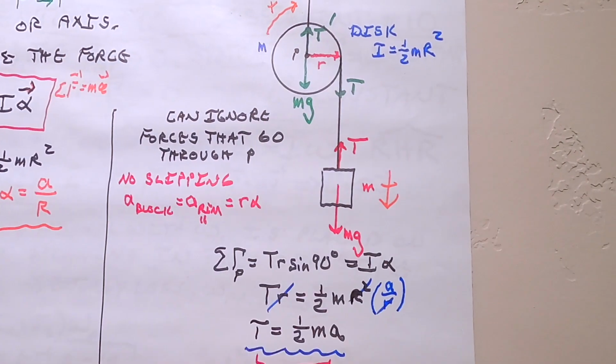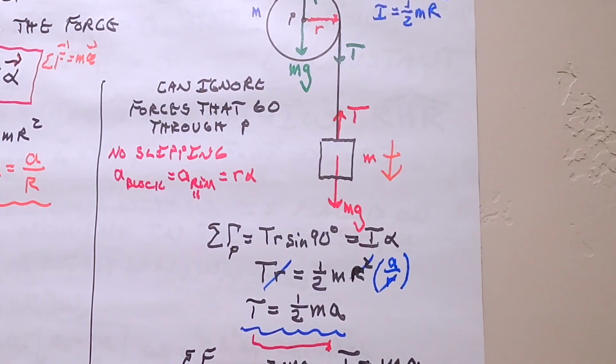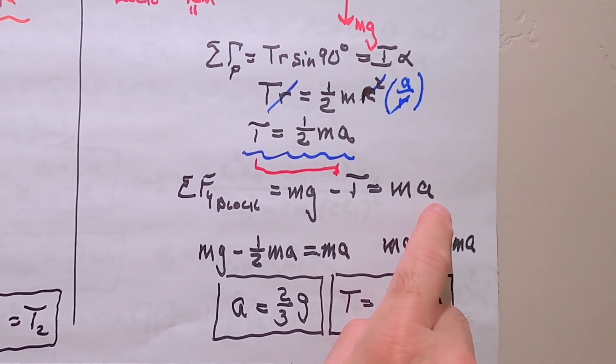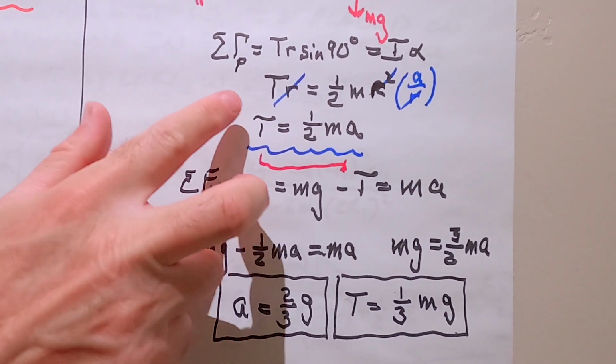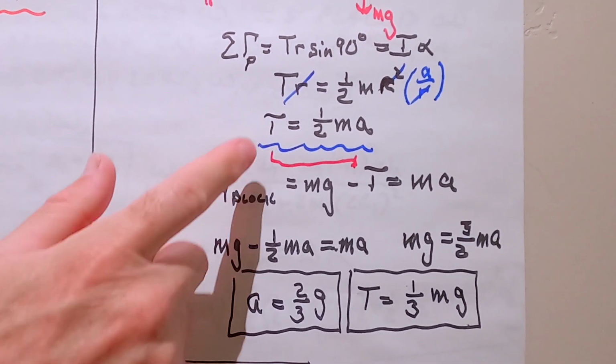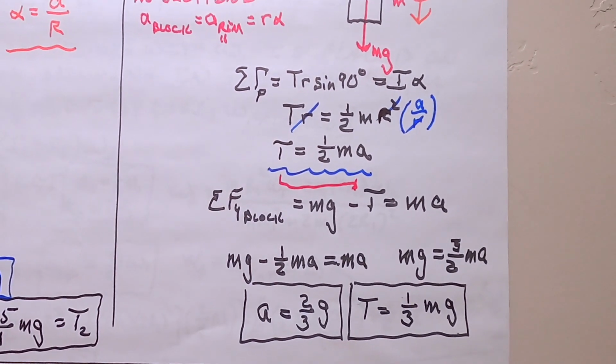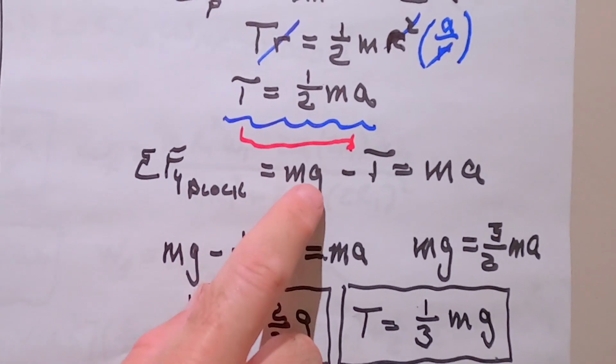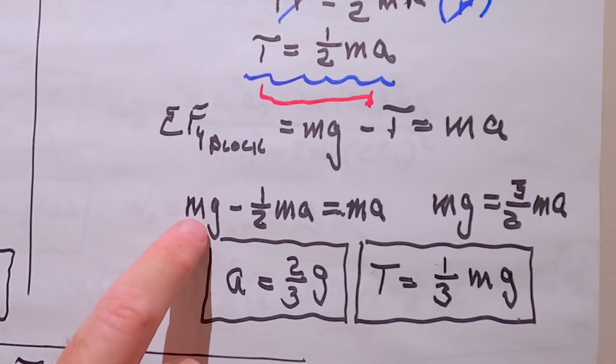Now we also have the sum of the forces in the y here. I'm calling down positive so that everything works together. We have mg minus T equals ma. So now we have these two equations. Now if I just add them up right here, the T's drop out and we get mg right there.